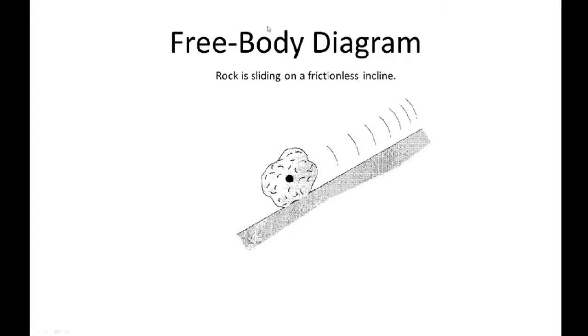So, free body diagram on the second law of motion. As you can see, the rock is sliding on a frictionless surface. You could observe that the distance, for every second, increases. That means that the velocity increases, then there is acceleration.